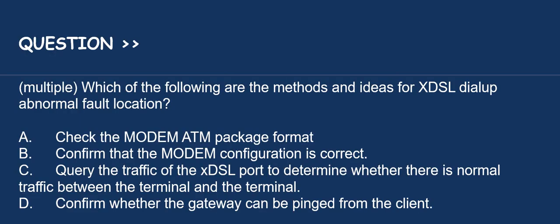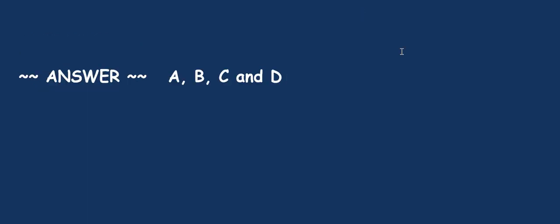Next question is, which of the following are the methods and ideas of HDSL dial-up abnormal fault location? Option A, check the modem ATM package format. Option B, confirm the modem configuration is correct. Option C, query the traffic of the HDSL port to determine whether there is normal traffic between the terminal and the terminal. Option D, confirm whether the gateway can be pinged from the client. The correct answers are option A, B, C and D.